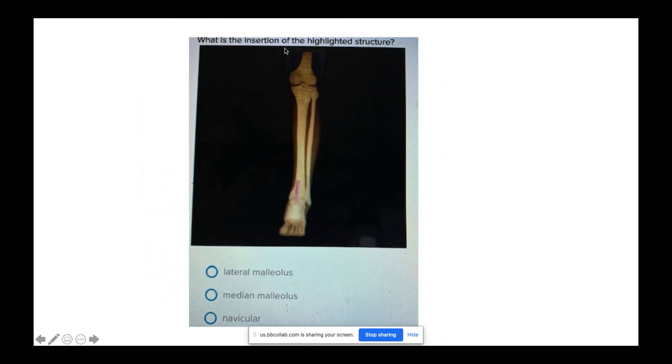And then this one is asking, okay, what is the insertion of the highlighted area? Well, this is the calcaneus. So whatever that structure is, it is inserting on the calcaneal bone.